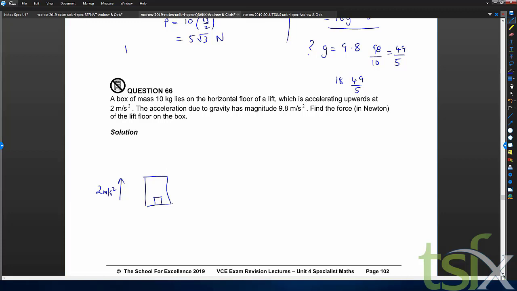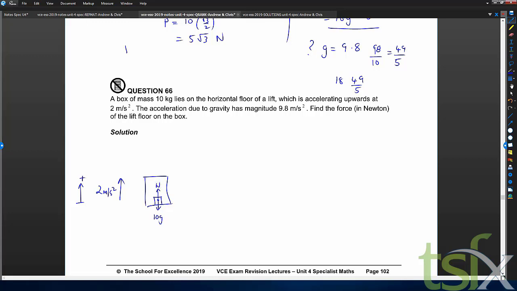So what's that we're finding? Since it's going upwards, we might as well make upwards positive. Is that correct? The box is 10G. Yep. It's our weight force. And then we're going to get this normal reaction. Correct?